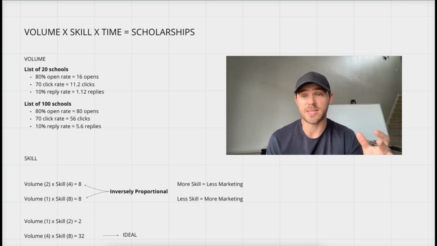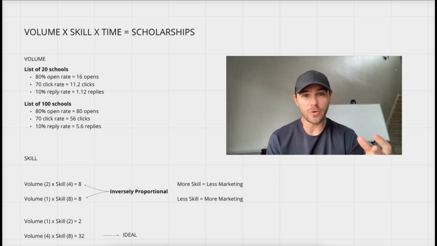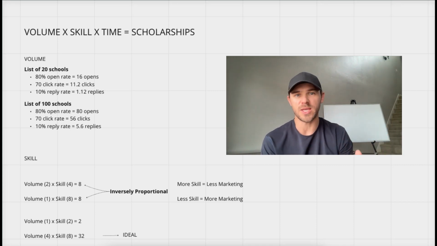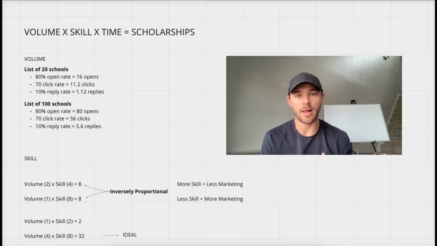Okay, there's three pieces to this, and I'm going to walk you through what these are. The first one is volume. When I talk about volume, in the most literal term, the way that I'm using it means the amount of work that you do. What you are putting into the equation. And the higher your volume, the more work that you do, the more scholarships you are going to get.